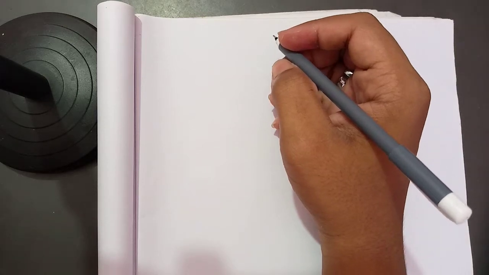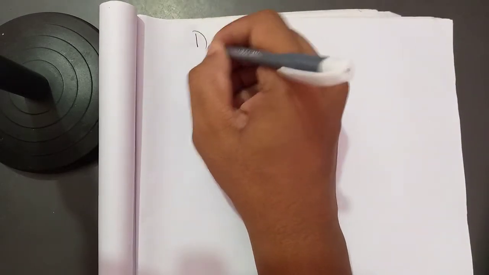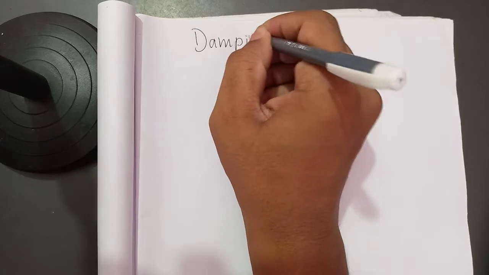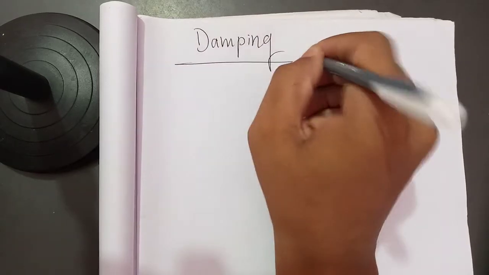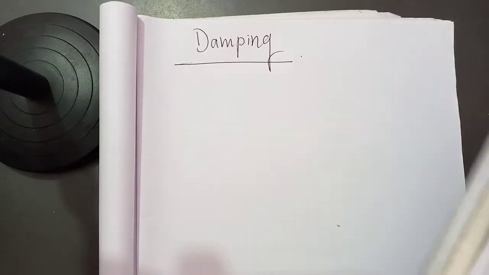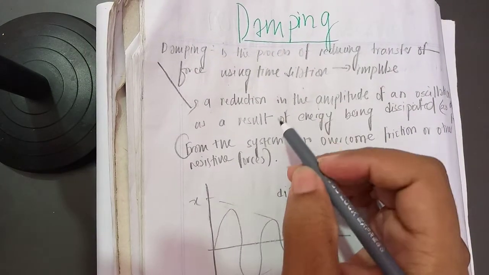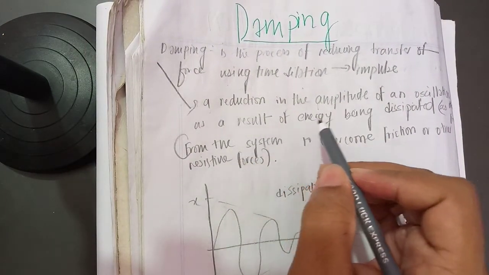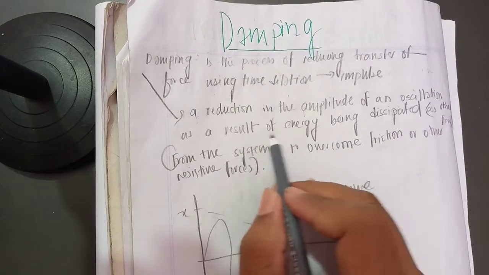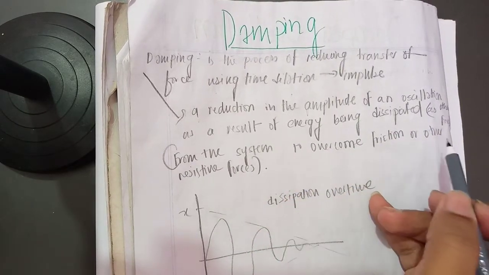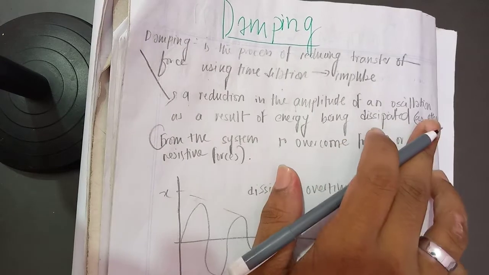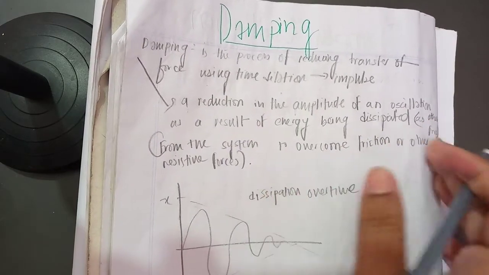So today we'll look at the topic called damping. Damping, by definition, goes like this: a reduction in the amplitude of an oscillation as a result of energy being dissipated as other forces, some resistive force, act on it.